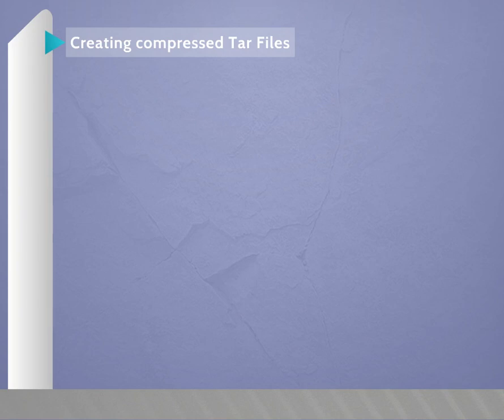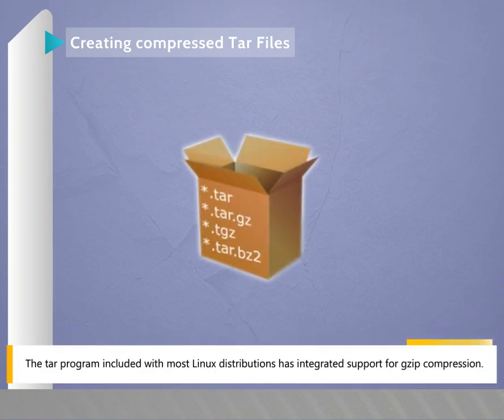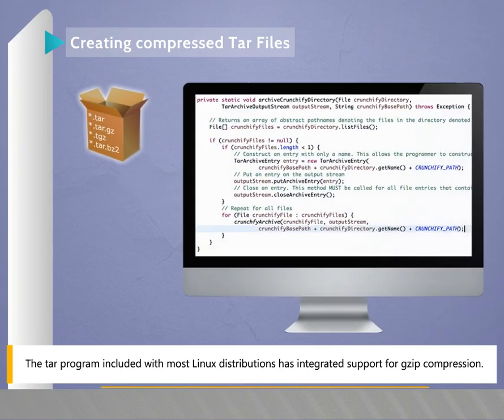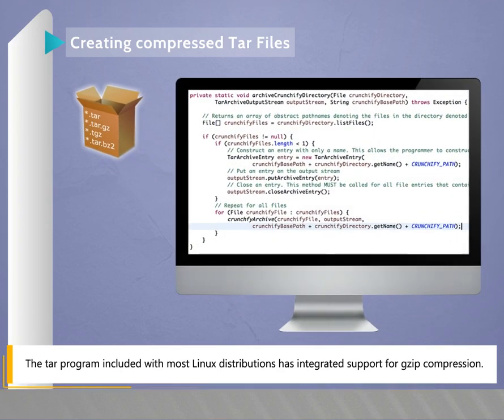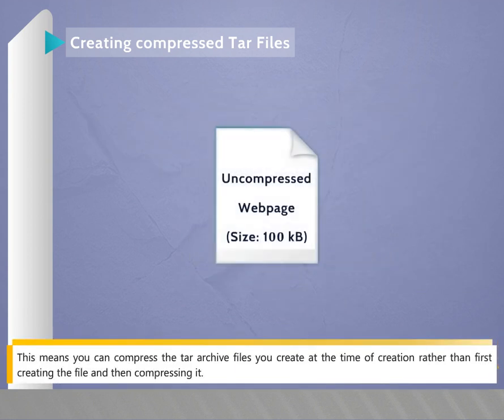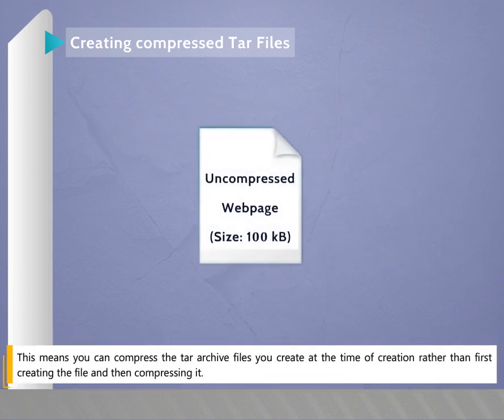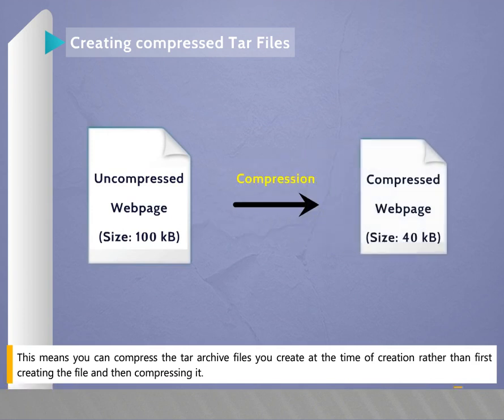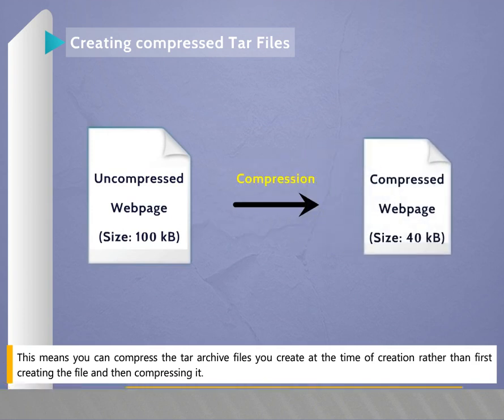Creating compressed tar files. The tar program included with most Linux distributions has integrated support for gzip compression. This means you can compress the tar archive files you create at the time of creation rather than first creating the file and then compressing it.